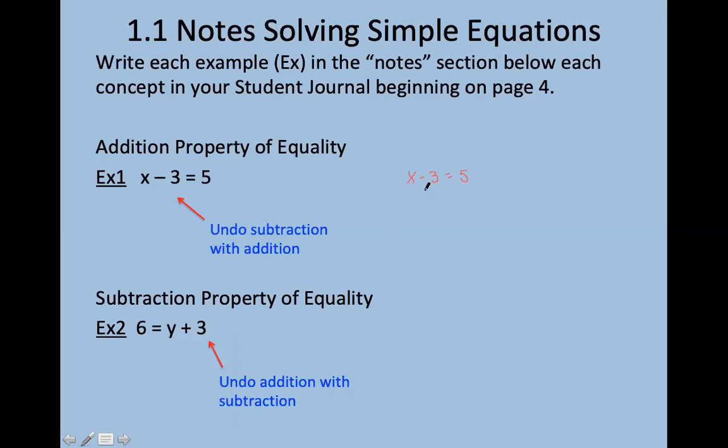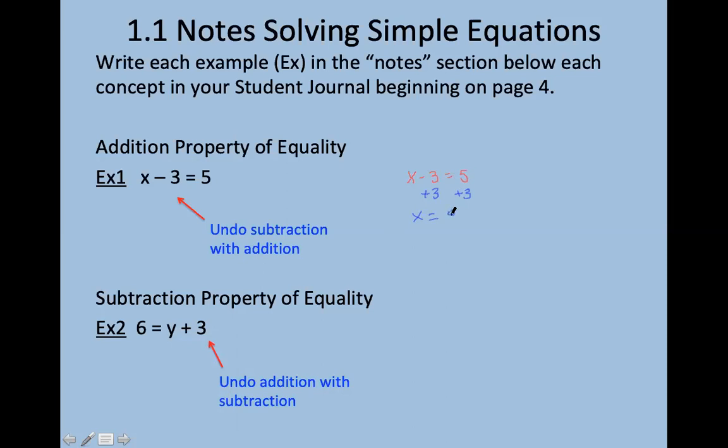So the quantity I want to add to get x by itself would be a positive 3. And the reason I do that is because if you think of a number line, if you're at negative 3 and you climb up 3, you end up at 0. So it makes these numbers here just go away. Negative 3 plus 3 is 0. I'm going to just be left with my x. On the right side, when I add 3 to 5, I get 8.